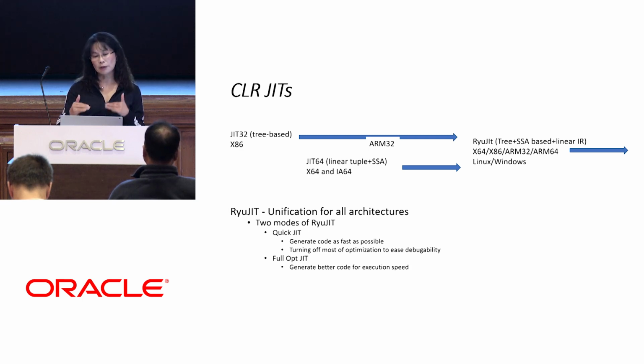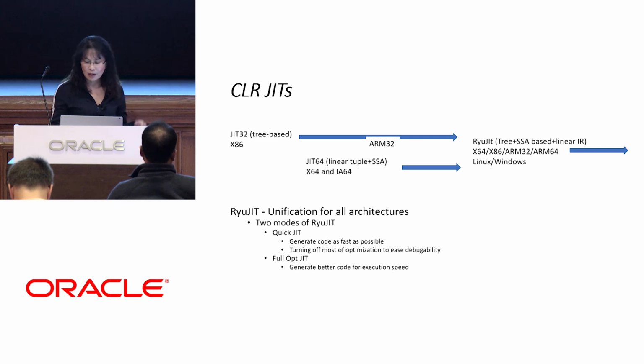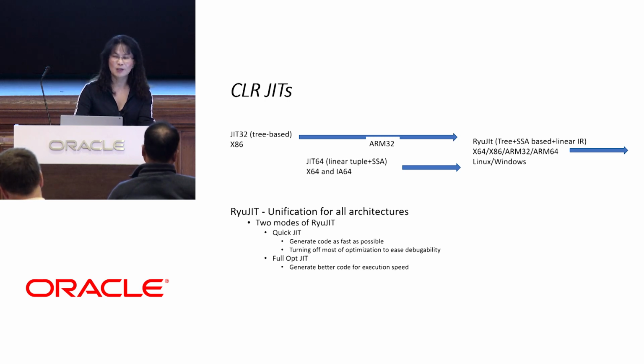So we actually have two flavors of JIT, two modes of JIT. Quick JIT tries to generate code as fast as possible and turns off the optimization, so debuggability is easier. And the full optimization JIT generates better code, but you can probably guess it runs a bit slower. And so the trade-off is always the same. If things could go really fast and generate perfect code, I think half of the people in this room would probably be losing their job security.